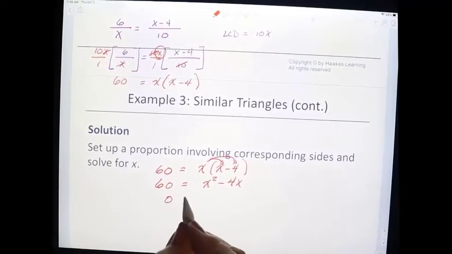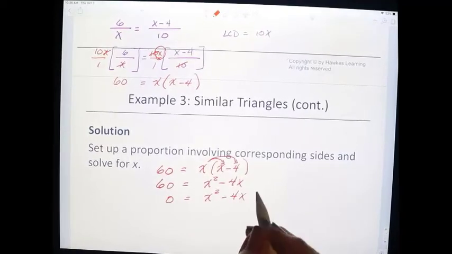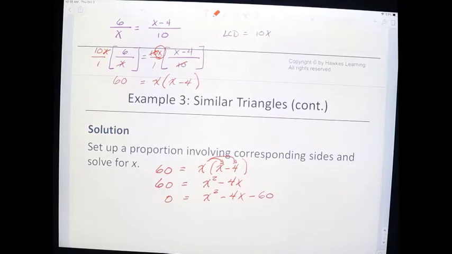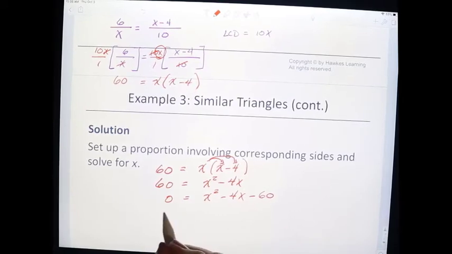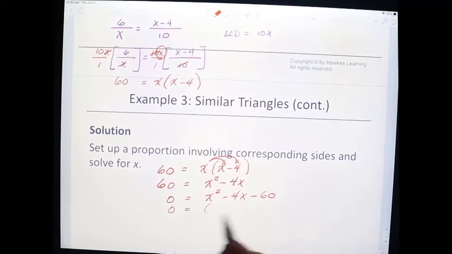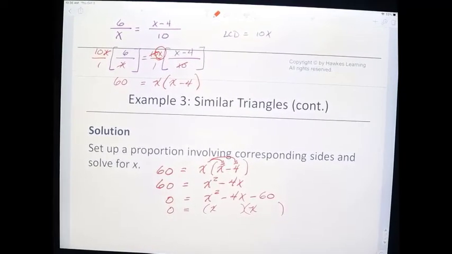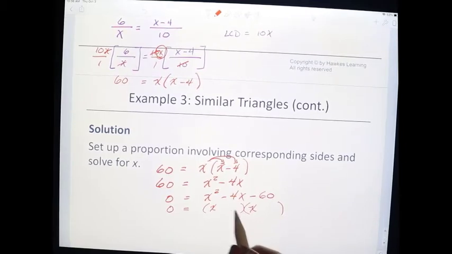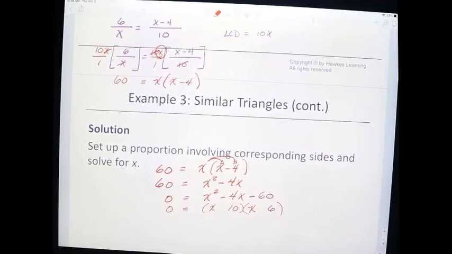And the way you solve second degree equations is you set everything equal to 0. So I'm moving the 60 across to the other side, subtracting it. And then you factor when you can. And I think this is 10 and 6. That should do it. Yep, that'll multiply and give me 60.